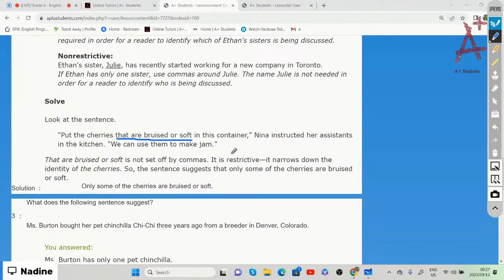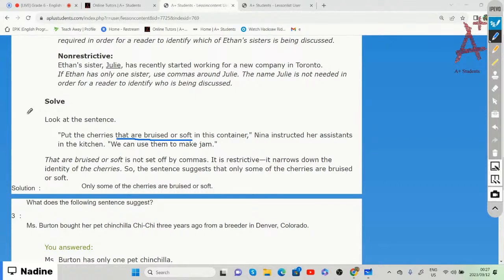So this is a restrictive element. And with the restrictive element, it already narrows down the identity of the cherries, right? So put the cherries that are bruised in the container. Which cherries? The ones that are bruised or soft. That is being discussed. What is being discussed? We are talking about the cherries, and which cherries? The ones that are specifically bruised or soft. But it is not set off by any commas, which means that this is a restrictive element, right?